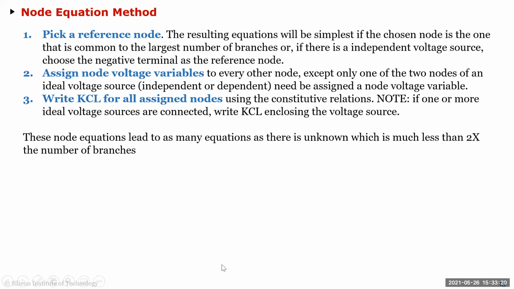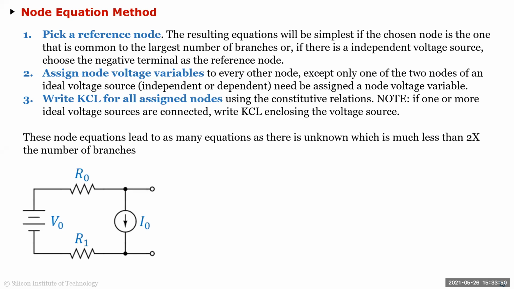Then after that, what you do is you assign node voltages to all nodes except the nodes of the ideal sources. So if you have a voltage source, we'll do some examples, it'll be more clear, you don't need to assign an unknown voltage to both ends, because you know that if one end is V1, the other one is V1 plus V. So that's not unknown. And then you write the KCL equation for all the assigned nodes and you solve it.